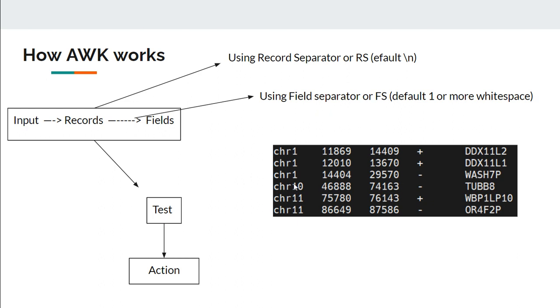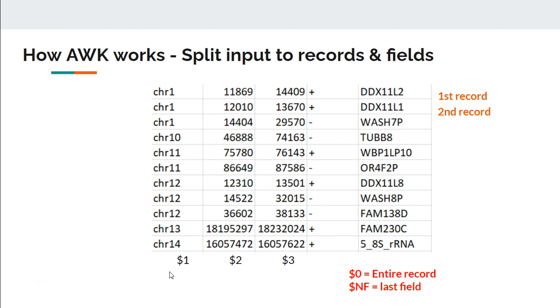First it will take your input and split it into records. For every record it will split into different fields, and then it will check the conditions, and if the conditions are passed, it will apply that action to those records which pass that condition. Okay, so let's take a further example.